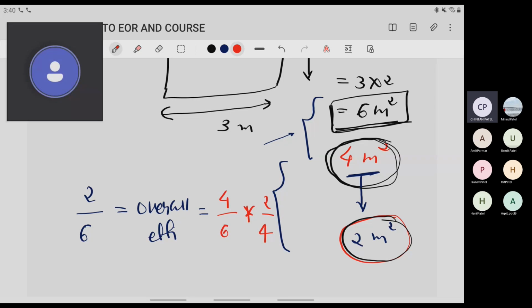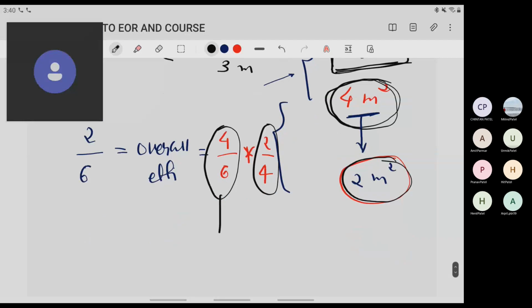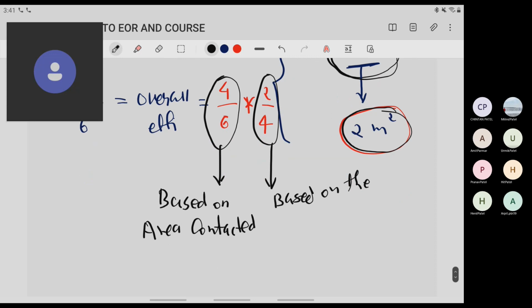Yes, sir. So there are two factors. One is based on the area contacted. Another one is based on the efficiency of that method only.